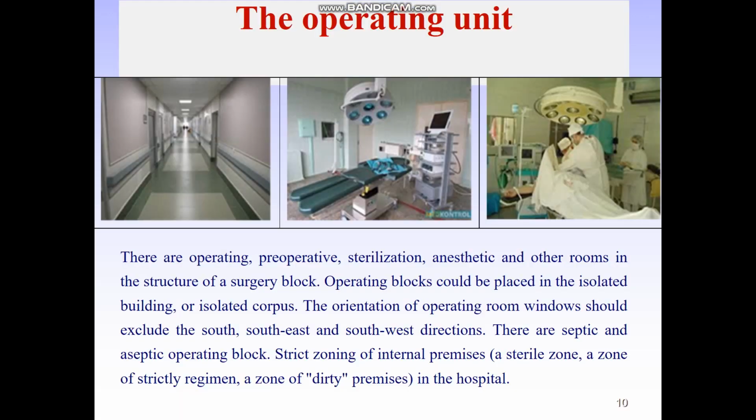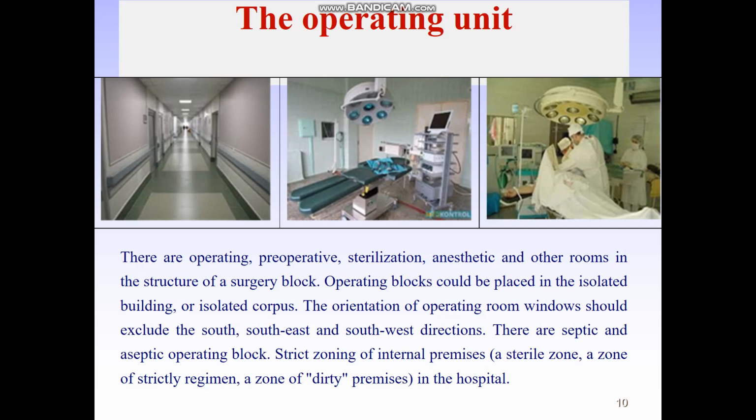The operating unit. There are operating, preoperative, sterilization, anesthetic, and other rooms in the structure of a surgery block. Operating block could be placed in an isolated building or isolated corpus. The operating rooms for emergency surgery are placed in the structure of the reception ward. The orientation of operating room windows should exclude the east and west directions.